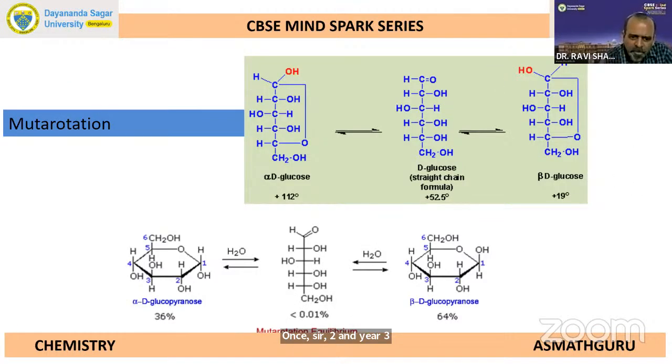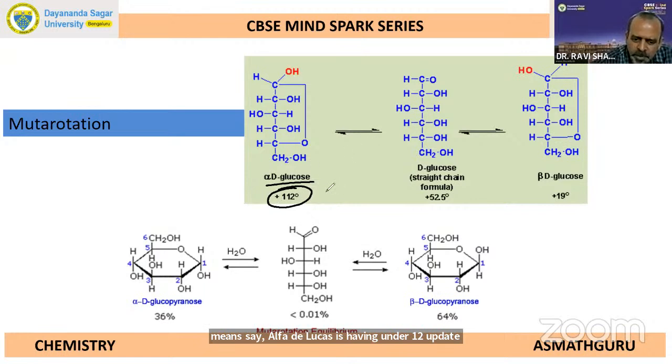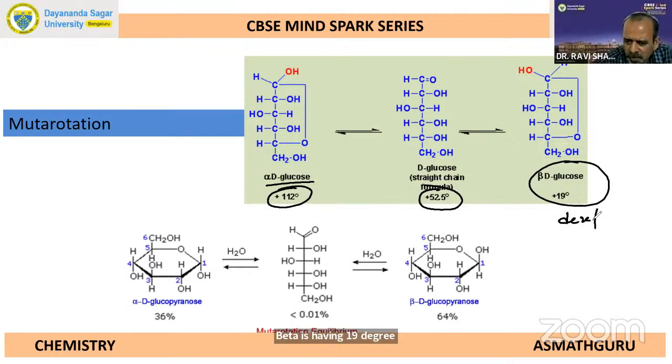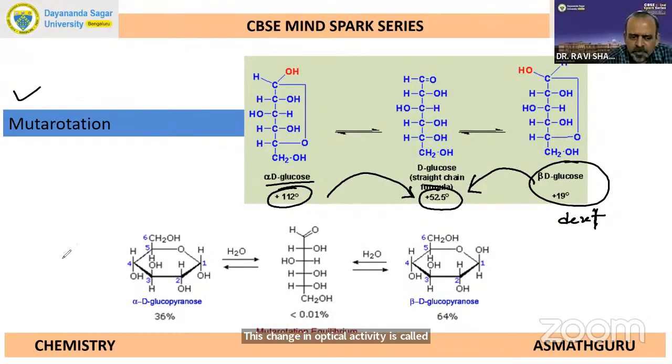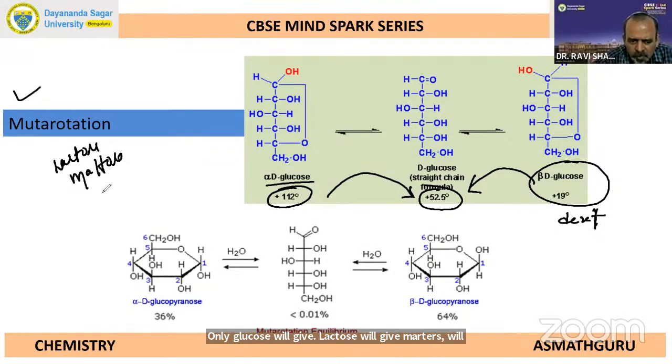Mutarotation. Change in optical activity we call mutarotation. Say alpha D glucose has 112 degrees optical activity. When you put it in water, it slowly changes to 52.5. Same way, beta has 19-degree optical activity, which is dextrorotatory. If you leave it for some time, slowly it changes to 52. This change in optical activity is called mutarotation. Only glucose will give, lactose will give, maltose will give, but sucrose will not give, because in sucrose there is no alpha and beta.